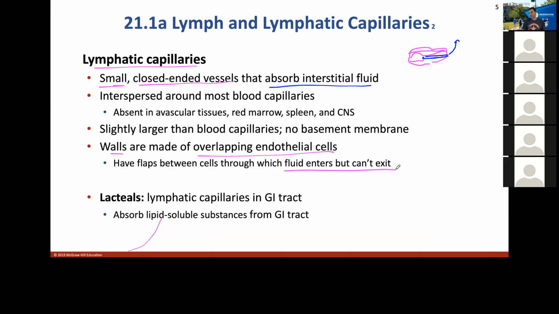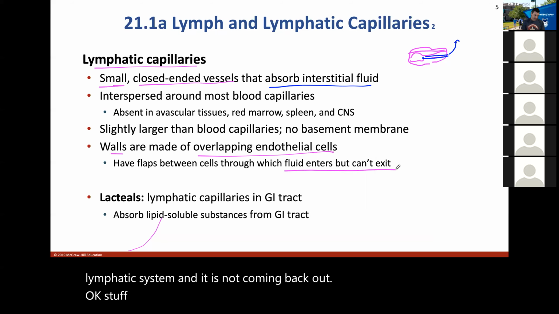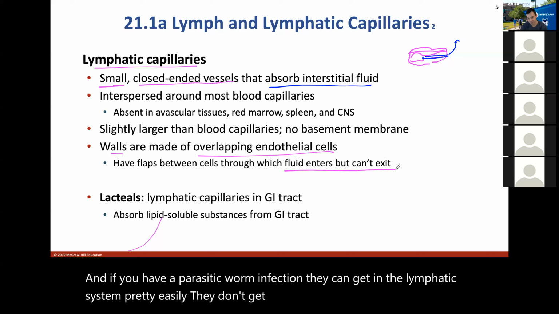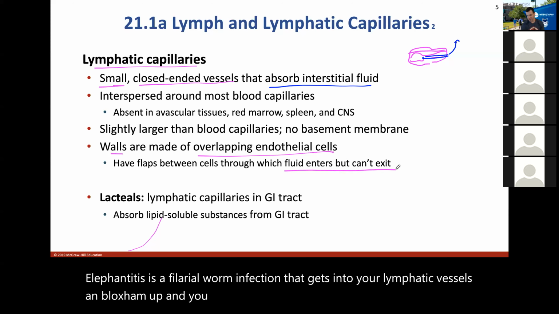As soon as stuff enters into this lymphatic capillary, it is within the lymphatic system and it is not coming back out. Stuff can easily get in. Some things don't easily get out. If you have a parasitic worm infection, they can get in the lymphatic system pretty easily. They don't get out very easily though. Elephantiasis is a filarial worm infection that gets into your lymphatic vessels and blocks them up, and you get massive lymphedema, get pachyderm-like skin, hence elephantiasis.